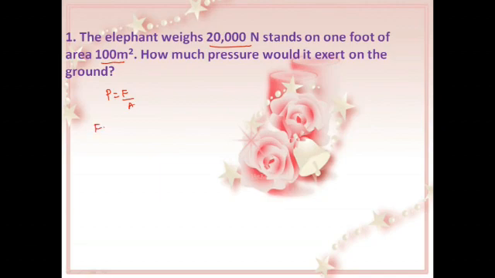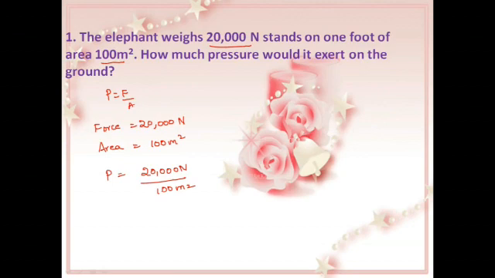What is the force given? Force is equal to 20,000 Newton, and area is equal to 100 meter square. Now let us find out the pressure, children. Pressure is equal to 20,000 newtons by 100 meter square.